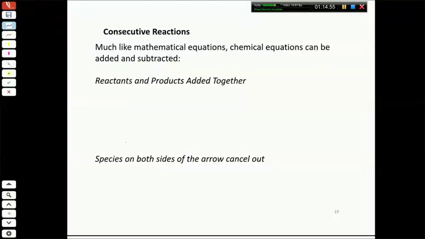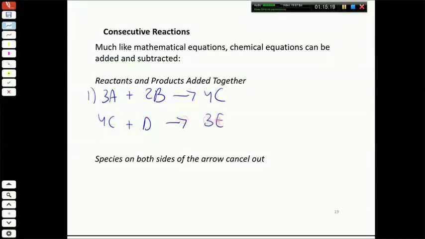So let's say we have two generic chemical equations with just made up reactants and products that I'll call A, B, C, and D. So let's say the first one is 3A plus 2D forms 4C. And then in a situation of a consecutive chemical reaction, what would happen is that one of your products, in this case the only product, is going to then react with something else to make another product. So this is what we call consecutive reactions, two reactions happening in sequence.